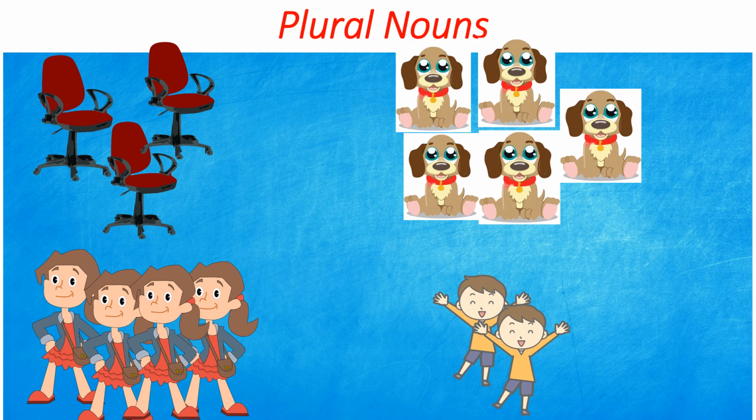So how can we write the plural nouns? We can write chairs, girls, dogs and boys. So what have we done here? We have just added s to the nouns. So when we add s to the particular nouns, it becomes the plural form.